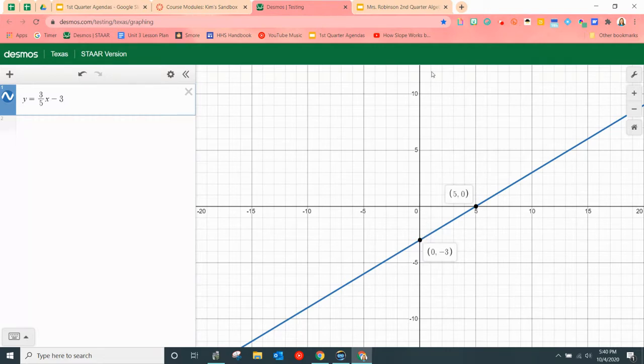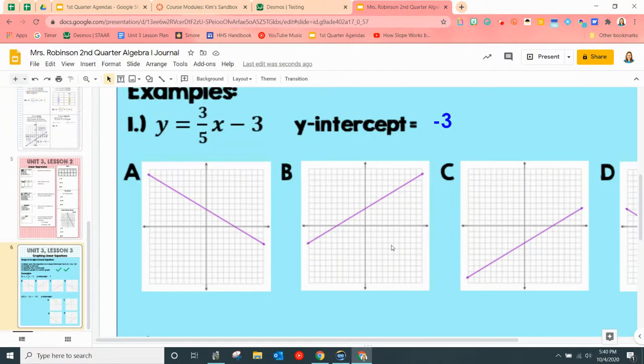Notice where your line is. So I need one that's below the origin. And then another thing to notice, is my slope positive or negative? Well, I see my line is increasing, so that's a positive slope. And I also know that because my m value is 3/5. So honestly, I probably didn't even need to graph this one in Desmos.